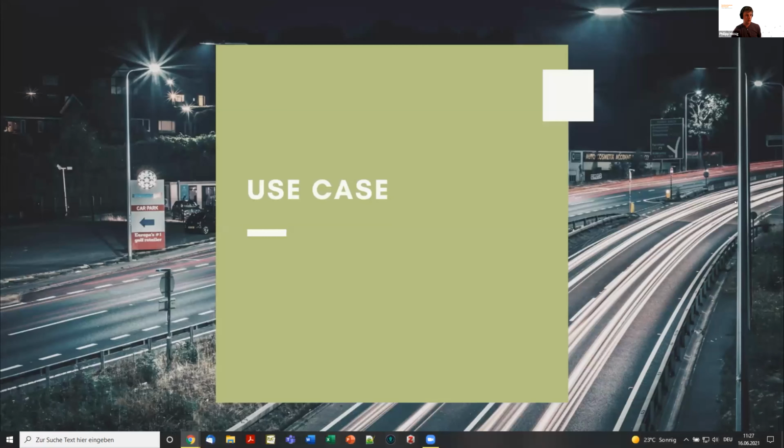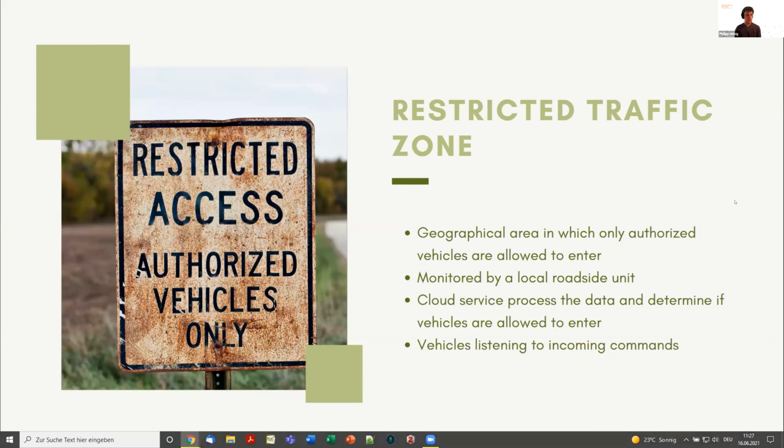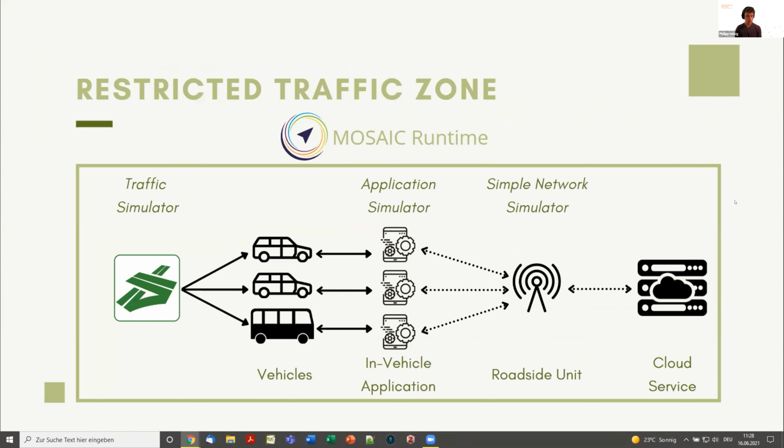And for our paper, to test our first version of the prototype, we defined a small use case of a restricted traffic zone. So basically this use case prevents vehicles from entering a geographical predefined area. This is monitored by a local roadside unit, which communicates with the vehicles and with the cloud service. And the cloud service processes the data and determines if the vehicles are allowed to enter. And if not, a stop signal is sent to the vehicle via the roadside unit. So here's the architecture. So we have different simulators for this use case.